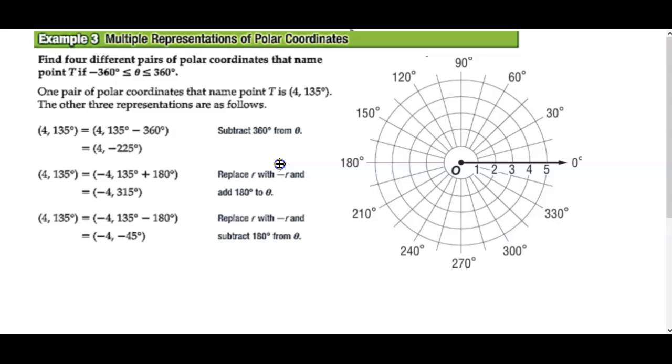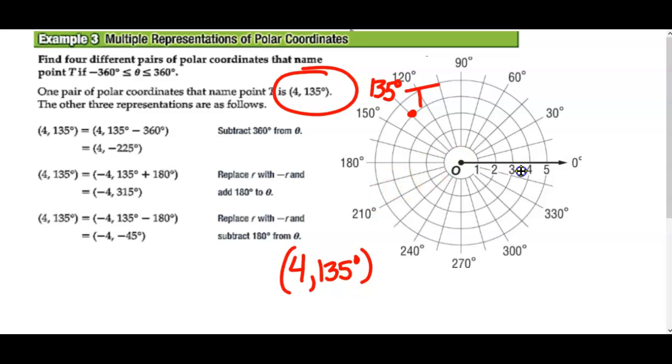So here it says we have the point 4, 135. So 135 is this line. We're going to go out 4. 1, 2, 3, 4, and put a point, T. Now we're going to name it with 3 more names for a total of 4. The first one was a positive, positive.